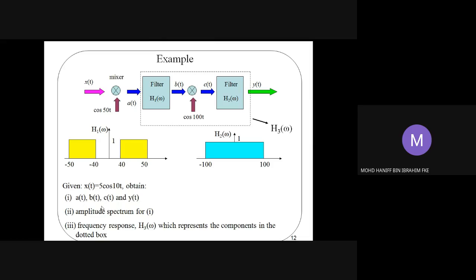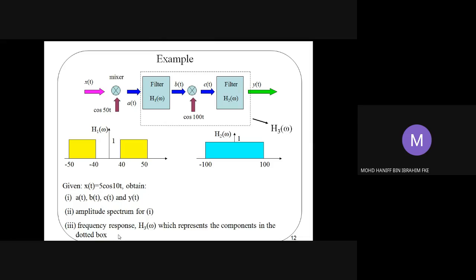Once you have these AT, BT, CT, and YT, you need to obtain the spectrum. This means you also need to find A omega, B omega, C omega, and Y omega. To find the spectrum, you first need to transform all of these AT, BT, CT, and YT into Fourier transform. Once you have the values in Fourier transform, then you can get the spectrum for these four signals.